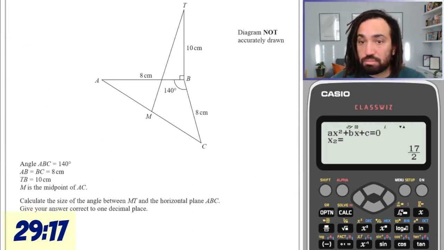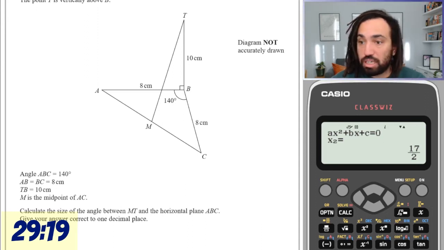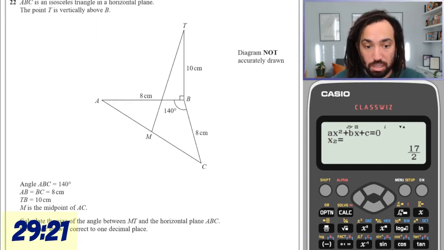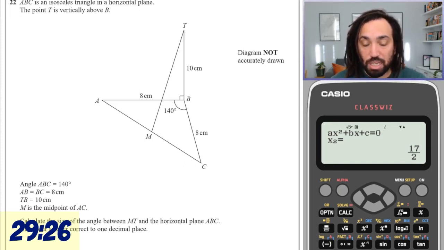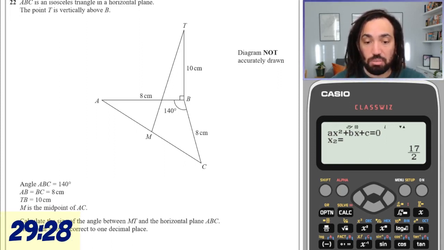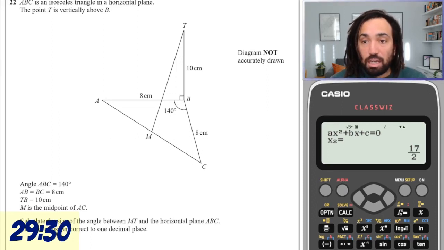Okay, so we've got a triangle. Calculate the size of the angle between MT and the horizontal plane. Give your answer correct to one decimal place.